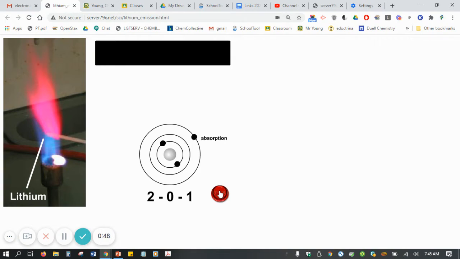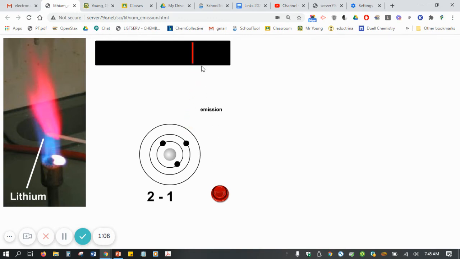Okay. You see that? That was absorption of energy by this electron, and instead of 2-1, now it's 2-0-1 for the electron configuration. An electron jumped from the second level up to the third level, but it's unstable up there, and it doesn't want to stay there because it's very unstable. So it's going to fall back.